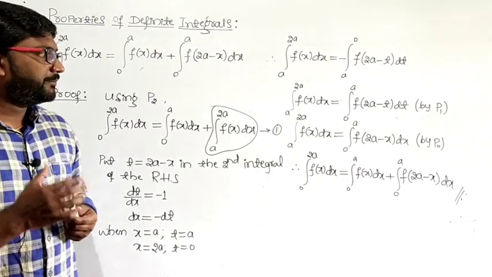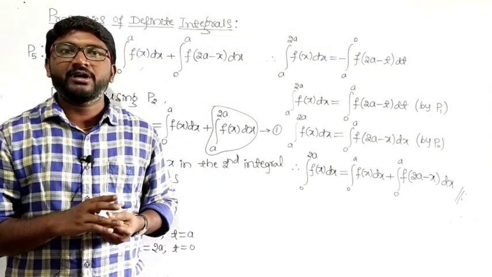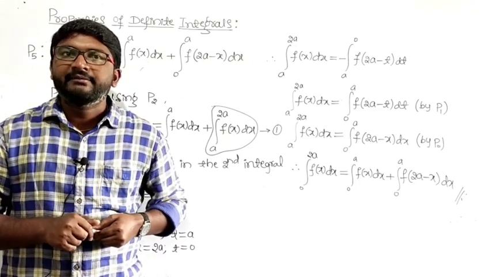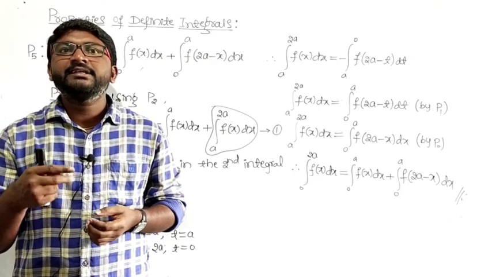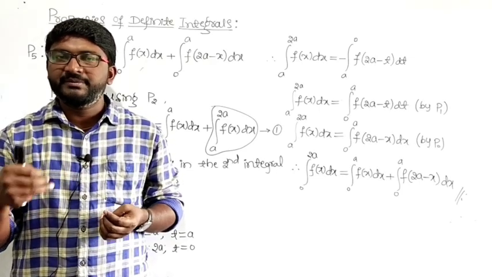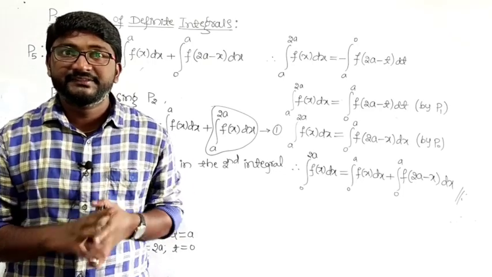So the properties P4, P5, P6 and P7 are very important for the annual exam. In the earlier years, from 2014, all these P4, P5, P6, P7 have repeatedly been given in the annual exams for 6 marks.